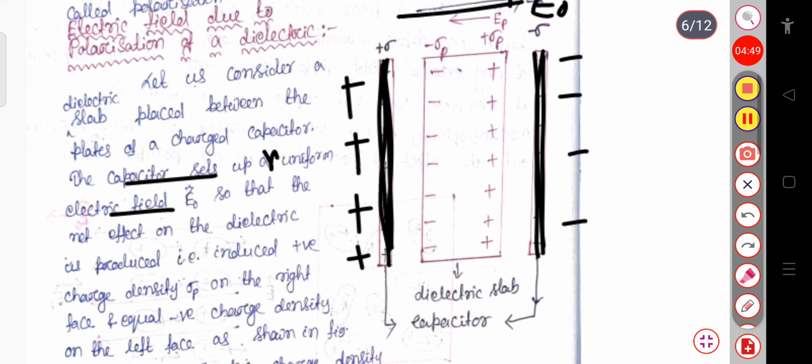So the net effect on the dielectric is that an induced positive charge density sigma p is produced on the right face, and an equal negative charge density is developed on the left face, we can say.